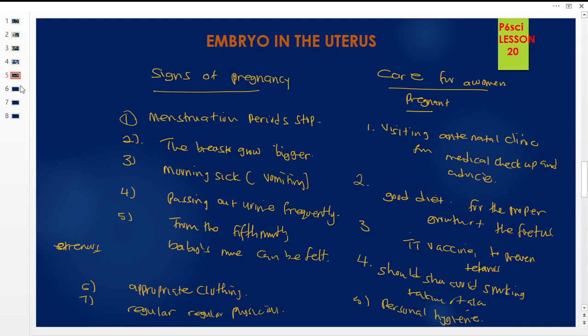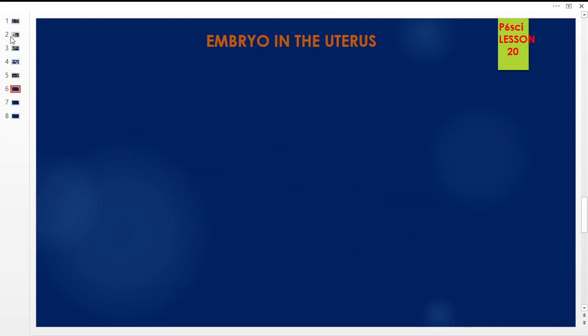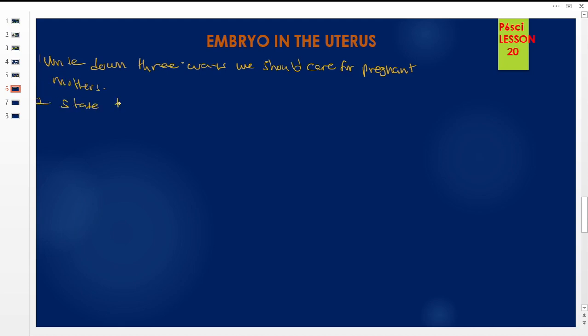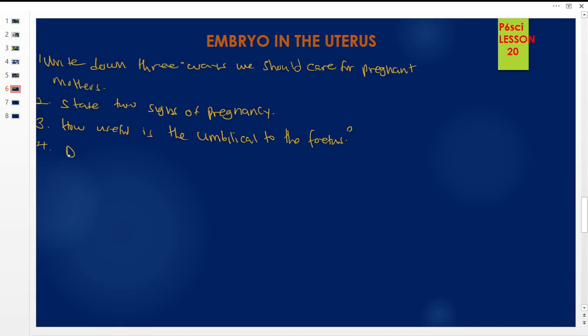Let us go and do the activity. Okay, activity number 1. Write down 3 ways we should care for pregnant mothers. Number 2, state 2 signs of pregnancy. Number 3, how useful is the umbilical cord to the fetus? Number 4, define the term reproduction.